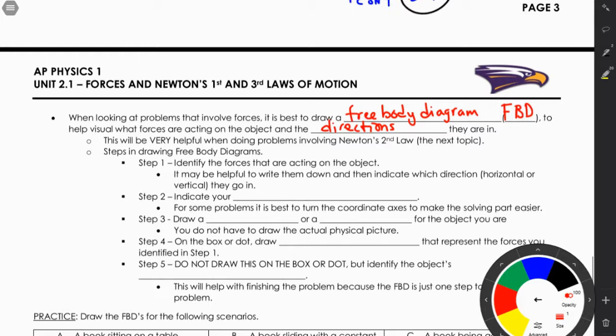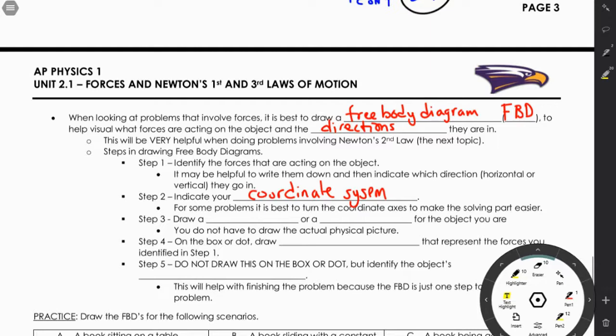Step two: you're going to indicate your coordinate system, or coordinate axes. The coordinate system helps us identify positive. In our coordinate system, we're going to identify which direction is positive x and which direction is positive y. Any force that doesn't follow our coordinate system is going to act in the negative direction.